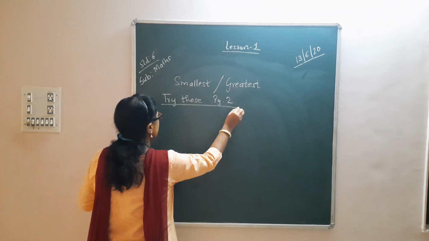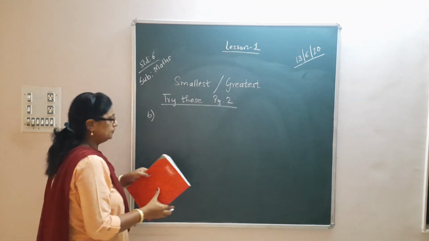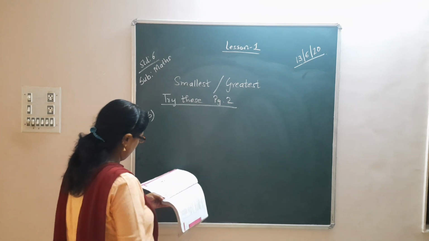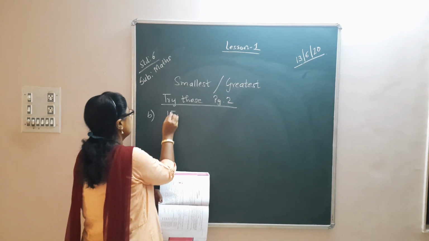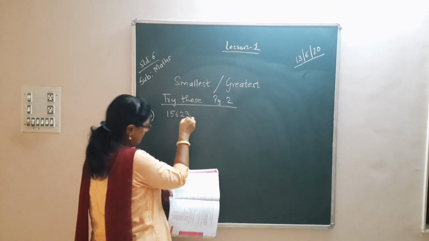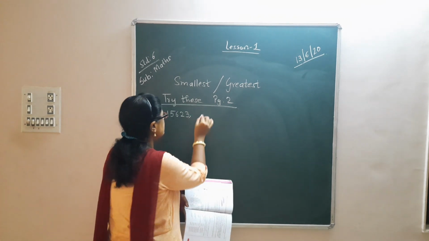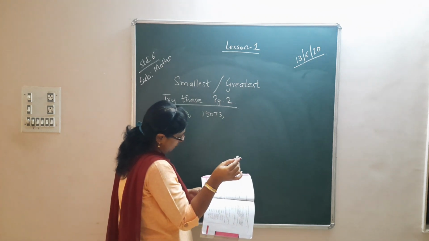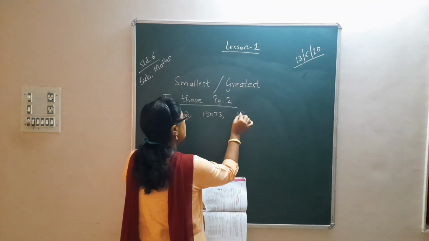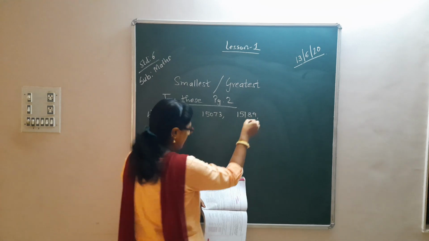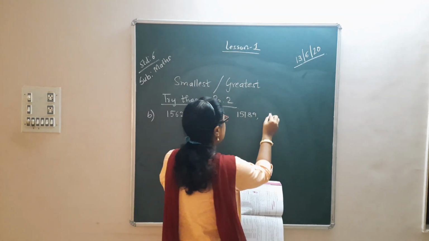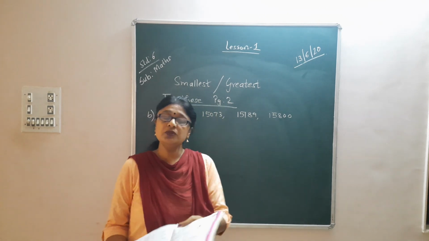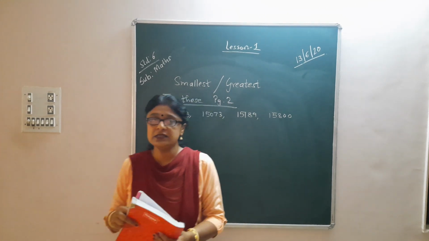Page 2. 15623, 15073, 15189 and 15800. You have to find out the greatest number and the smallest number.